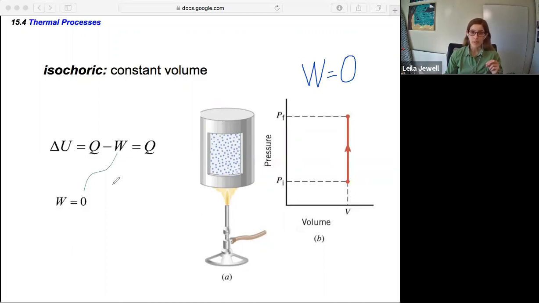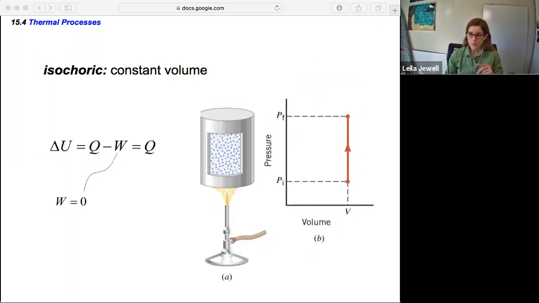Because the work is 0, based on our first law, the change in internal energy is just going to be equal to the heat for this isochoric process. So if you identify that something has a fixed volume, that's another really useful thing on problems.